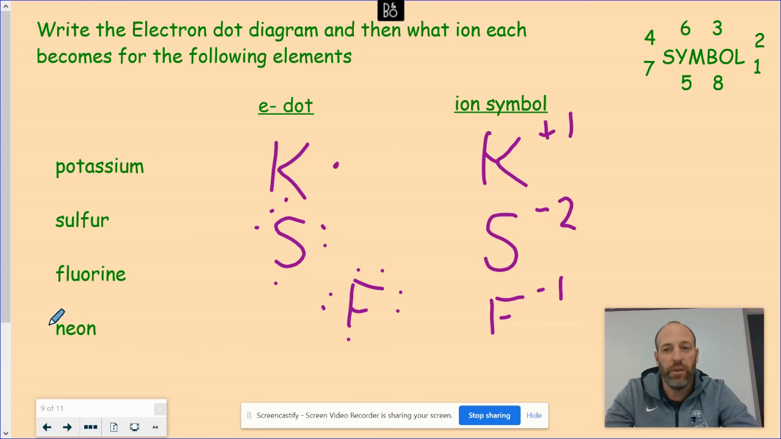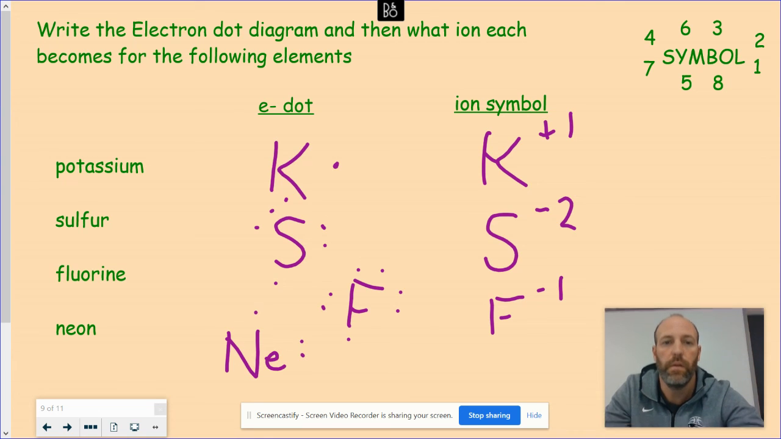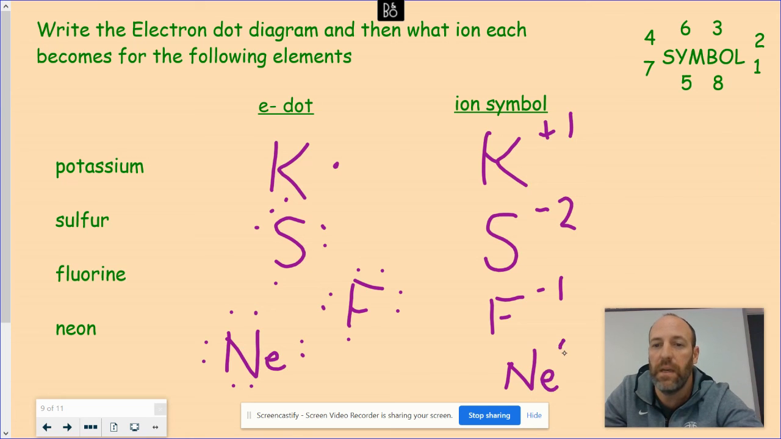And then the trick question of the day, thinking caps on, neon is Ne. Neon has how many? Neon has 8. So does neon want to gain or lose? This one's the trick question. If it already has 8, it doesn't want to do either. So it's not going to form an ion. This is just going to be neon 0.